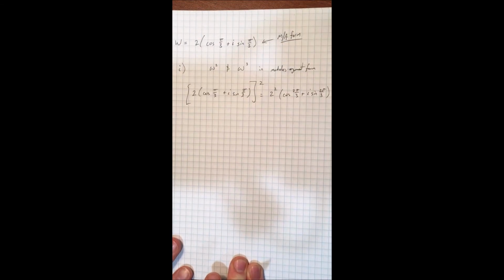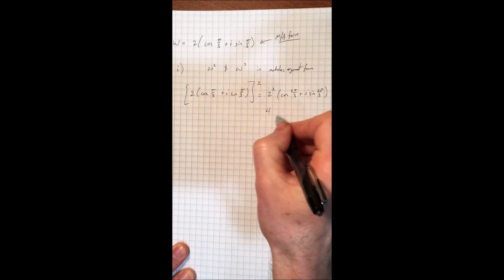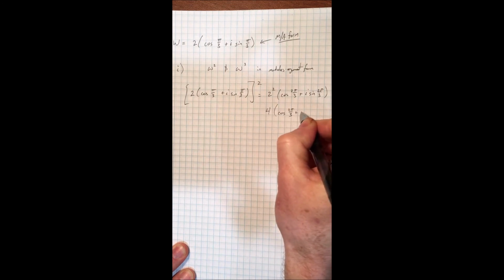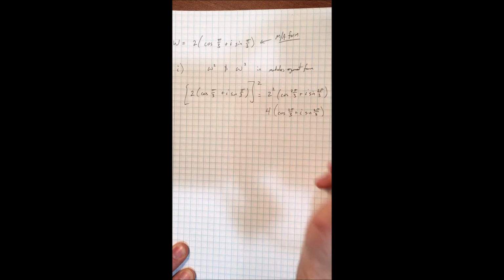Now, as far as simplifying that, there's only one thing I need to do. What does 2 squared equal? And so now this is an expression that's in modulus argument form. So that's all we have to do in part 1 for w squared.